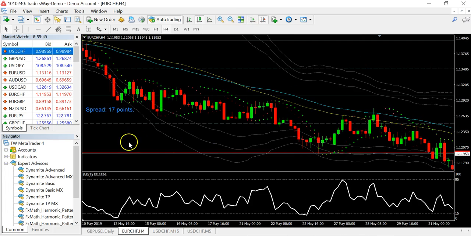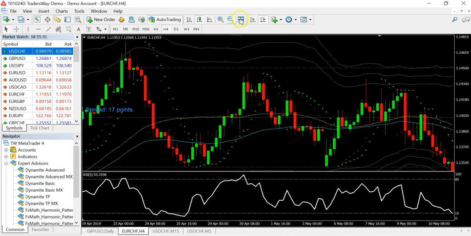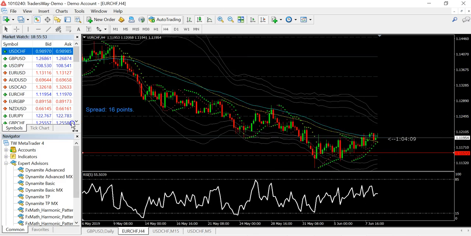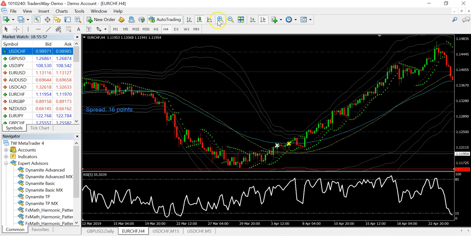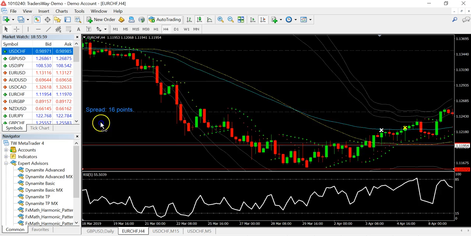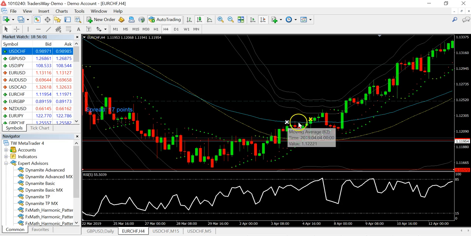Let me see if I can find those X's. This is not planned, so I don't know if this is going to work. Okay, here we are. So these are the X's on the daily. This is where the daily SAR flipped.